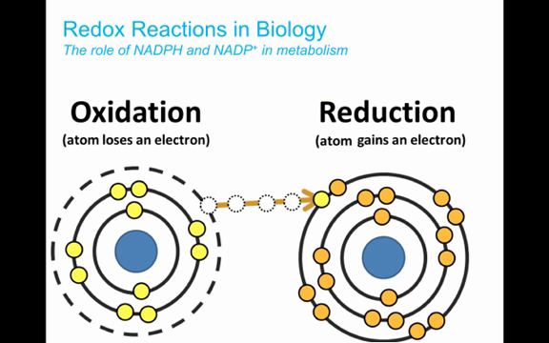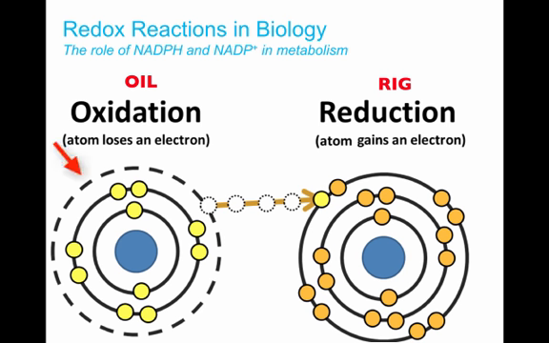And we can help remember which of these processes is which by using a simple memory technique. And that is the expression OIL RIG. So OIL stands for oxidation is loss. Oxidation involves the loss of an electron. RIG stands for reduction is gain. So a reduction is the gain of an electron.